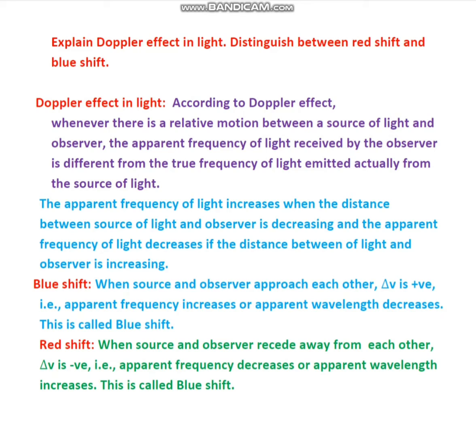So when we observe the difference between blue shift and red shift, in blue shift the frequency increases, in red shift the frequency decreases. As well, we can observe the wavelength: in blue shift the apparent wavelength decreases, and the apparent wavelength increases in red shift. So delta nu is positive in blue shift, and delta nu is negative in red shift. So these are the differences between the blue shift and red shift.